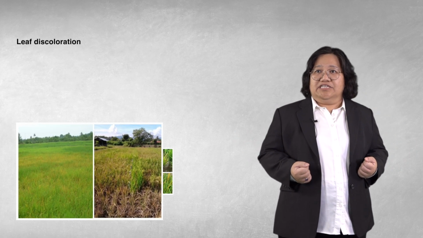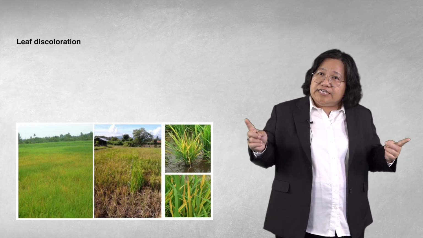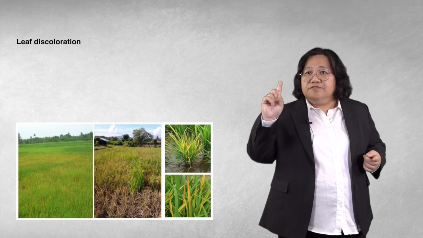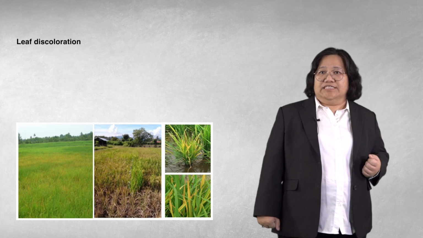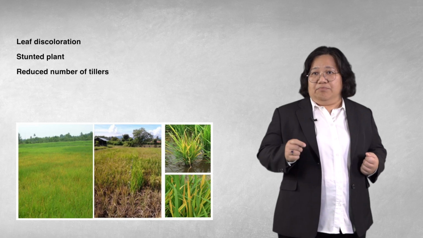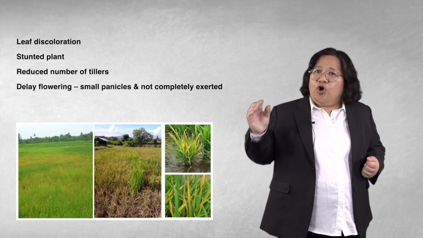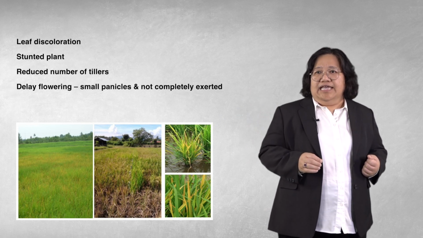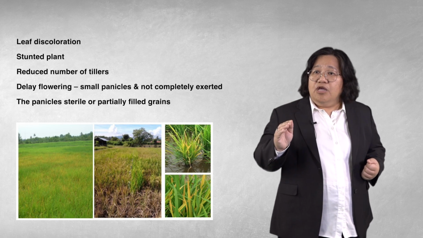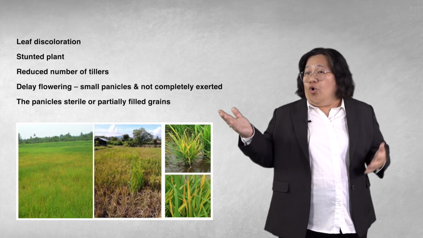Plants that are infected by these viruses will show the following symptoms. First, leaf discoloration, ranging from light yellow to orange yellow, usually starting from the tip of the leaves, and the leaves will be slightly rolled outward and twisted. The plant will also be stunted in growth, with a reduced number of tillers and delayed flowering. Delayed flowering leads to small panicles or panicles that are not completely exerted. These panicles are usually sterile or have partially filled grains. All these symptoms lead to low or no yield at all.